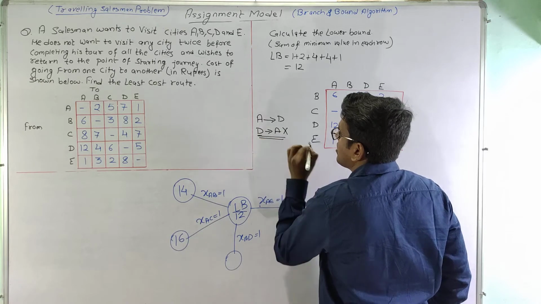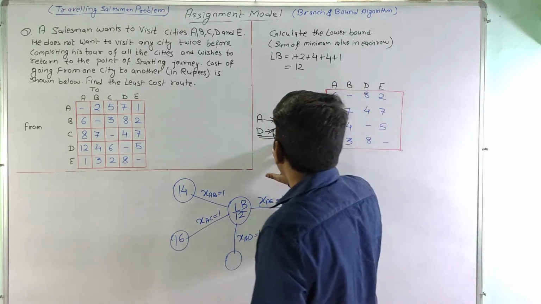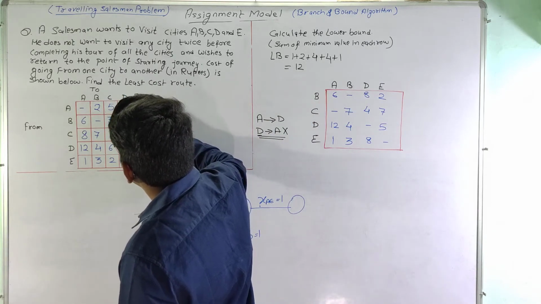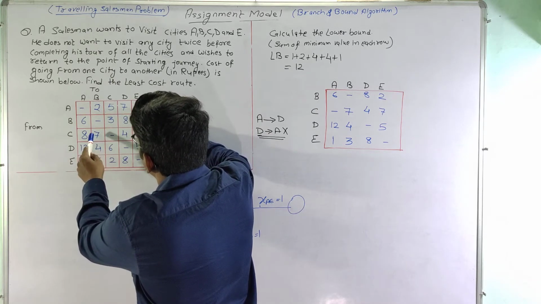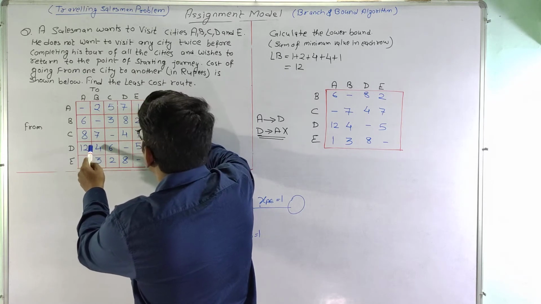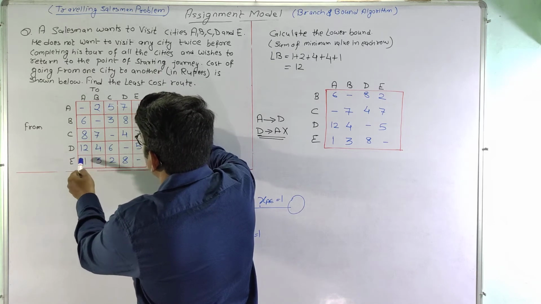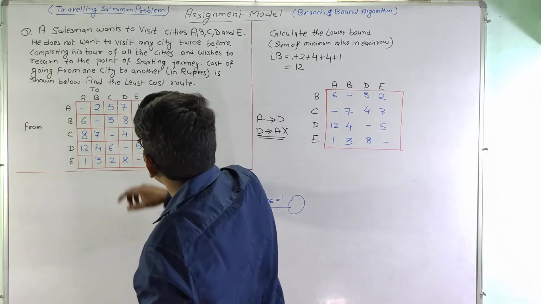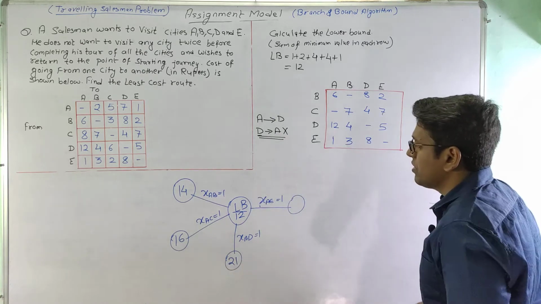This is not happening. So let us again calculate the value here from A to D. The minimum value here is 2, and this is 2 plus 7, 9, 9 plus 4 is 13, 13 plus 1, 14, 14 plus this 7 is 21. So this lower bound is coming as 21.